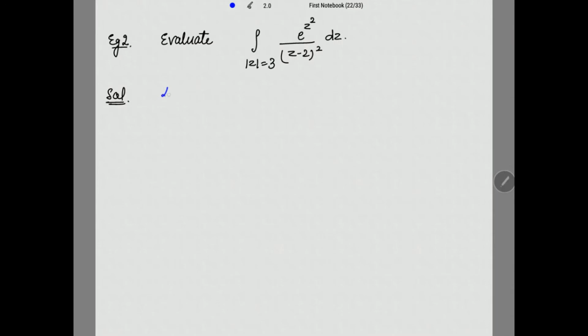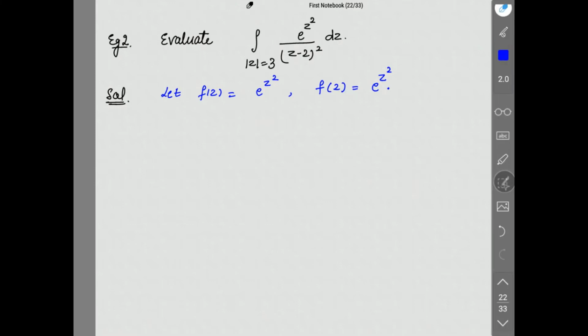So now here, let f of z is equal to e the power z square. Then what is your f of z0? That is f of 2. This is equal to e the power z squared into. Now see, we have to find, because power is 2 here, so we need f dash 2, right?